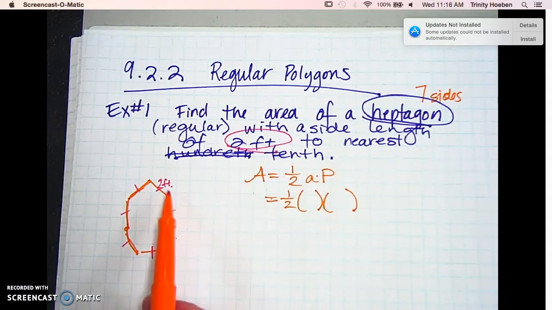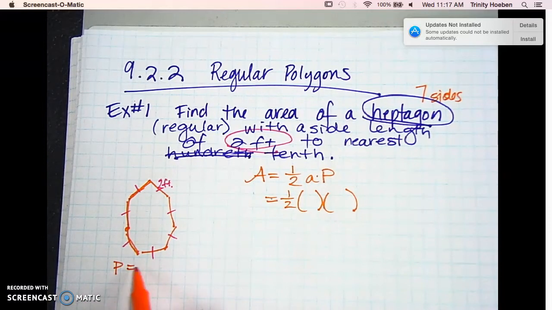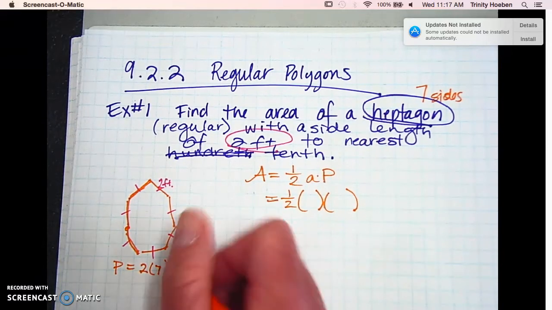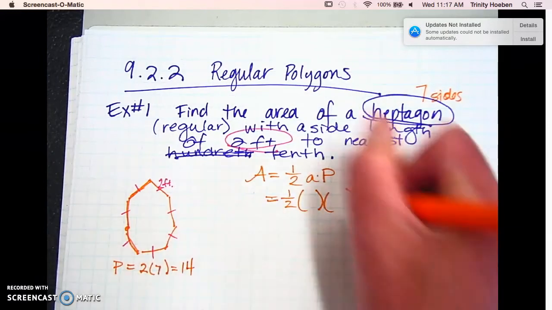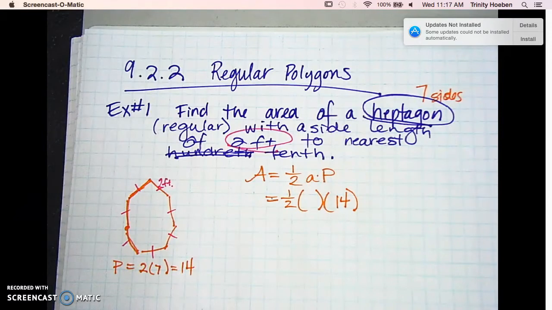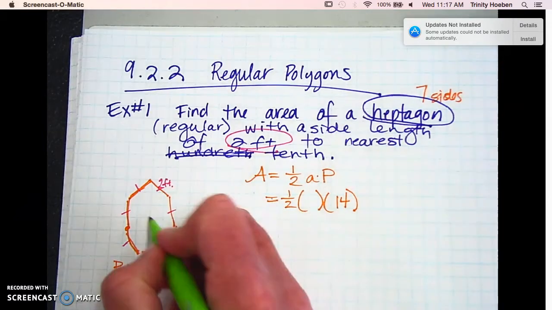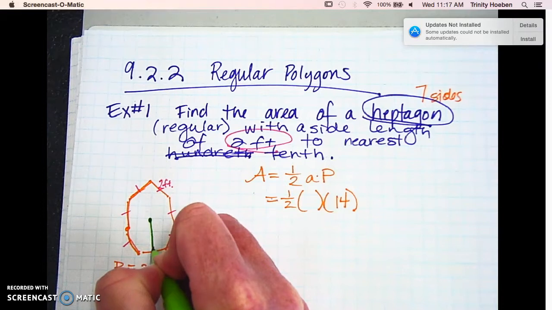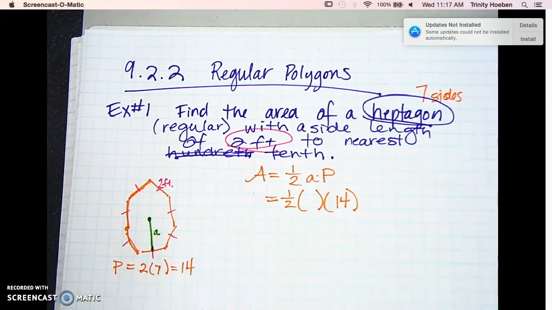They did give us one of the side measurements of 2, so we can get the perimeter, right? So we know one of them's 2, and there are a total of how many sides on a heptagon? 7. That means that the perimeter is what? 14. So we've got 14, but we need to find the apothem. Okay? So if you remember from yesterday, the apothem goes from the center to one of the sides. We'll put a little letter A there. And so we need to get that apothem.